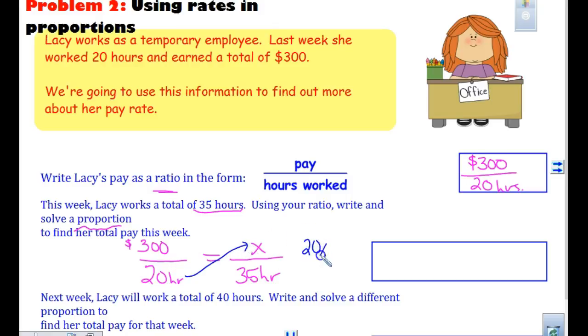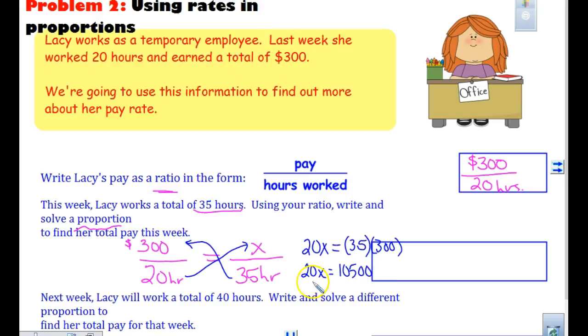So 20x equals, what are you going to do on this side with these two numbers? No, we're going to multiply 35 times 300. Please do that right now. 35 times 300. You can use your calculators. 20x equals 10,500.